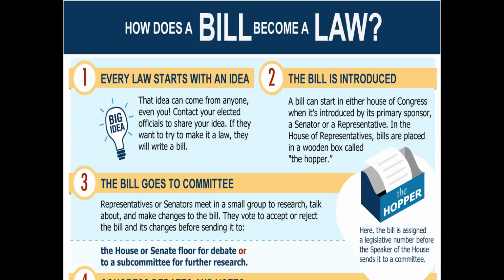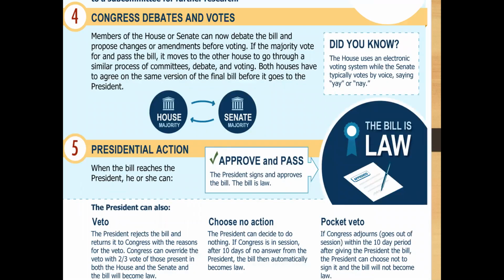So I'm sharing this information as well in the slideshow, if you guys are looking at it later to help you finish this assignment. Idea, introduction, committee, debate, vote, presidential action, and then of course the president can veto. That means he says no, and the veto can then be overridden by a 2/3 majority of both the House and Senate.